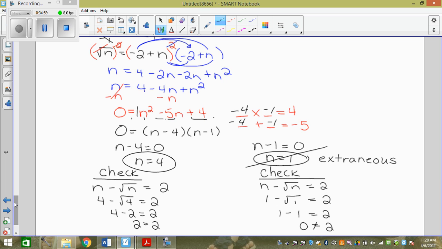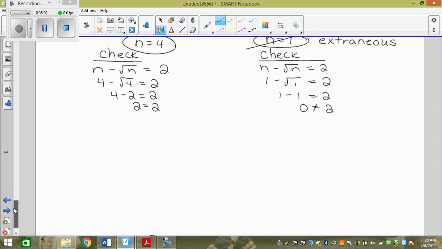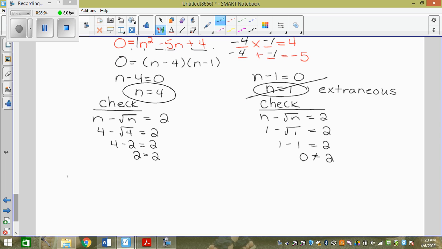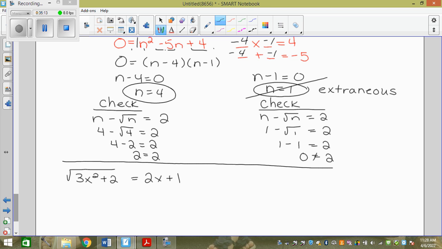Then we have the last one. The last one is the square root of 3x squared plus 2 equals 2x plus 1. I won't worry about the restrictions as much on this one. I'm just going to worry about whether you can solve it. So what's my first rule? Radical on one side, everything else on the other, correct? Do we have to do any steps to get that to happen? No, it's already there. Then I square both sides.